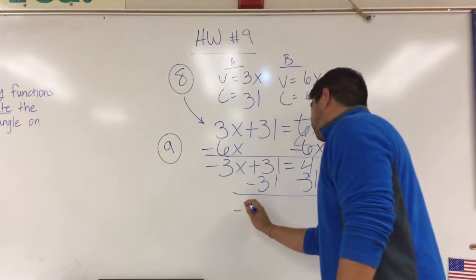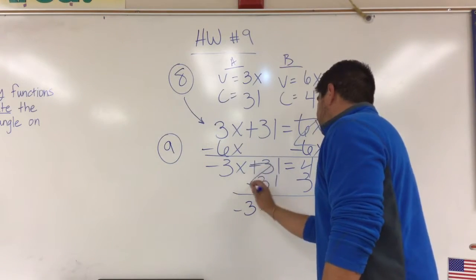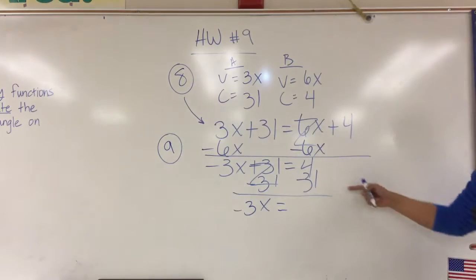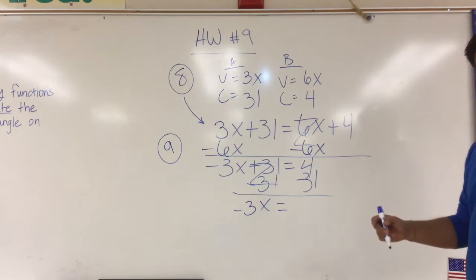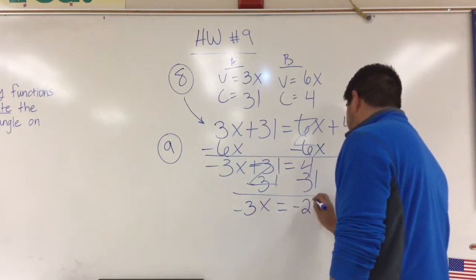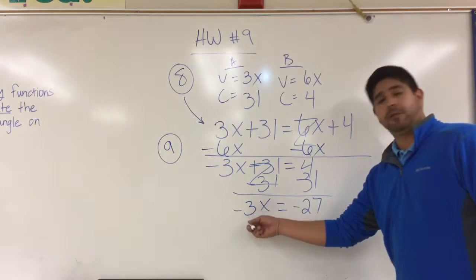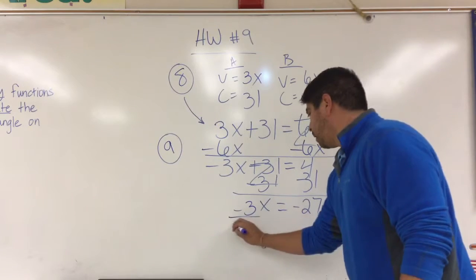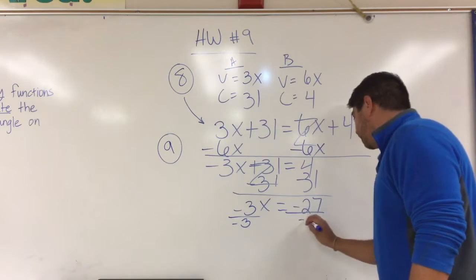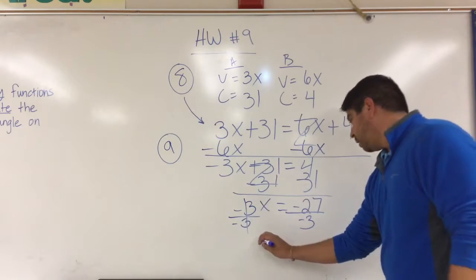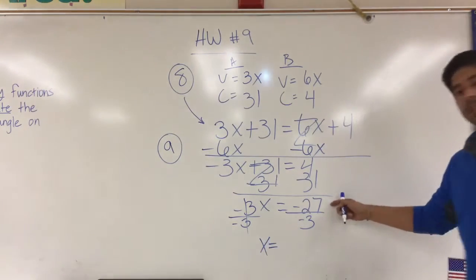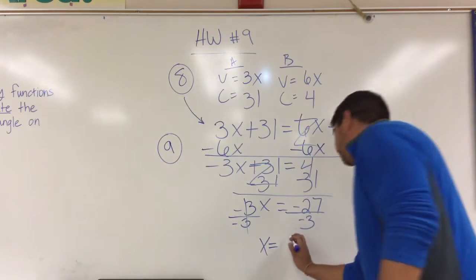Okay? So I'm left with negative 3x. This zeroes out, equals 4 minus 31. Okay? That is going to be negative 27. So that's the easiest part of this, right? All I have to do now that I have the variable and a coefficient is divide by the coefficient that's in front of the variable. So divide by negative 3, divide by negative 3. This makes 1x equals negative 27 divided by negative 3, which gives me 9.